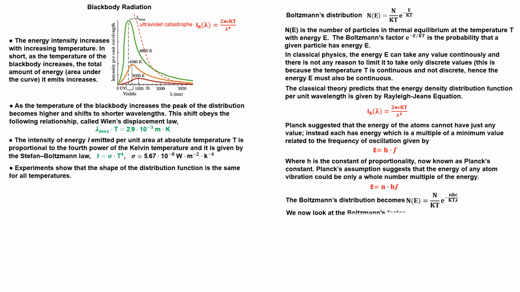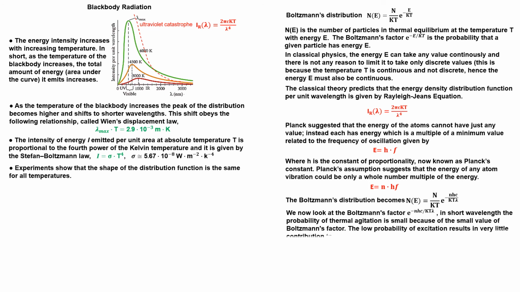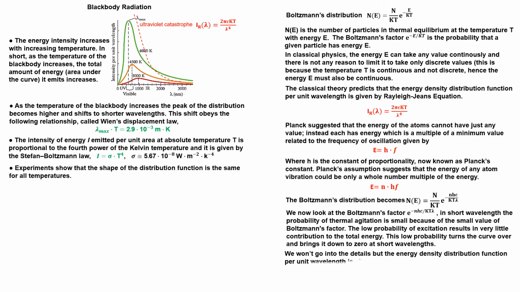We now look at the Boltzmann factor. At short wavelength, the probability of thermal agitation is small because of the small value of the Boltzmann factor. The low probability of excitation results in very little contribution to the total energy. This low probability turns the curve over and brings it down to zero at short wavelength. We won't go into the details, but the energy density distribution function per unit wavelength is given by Planck's equation.